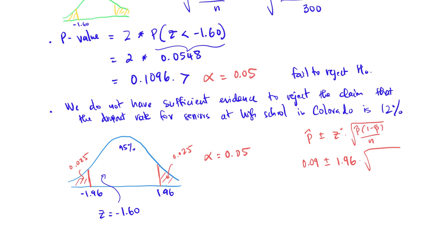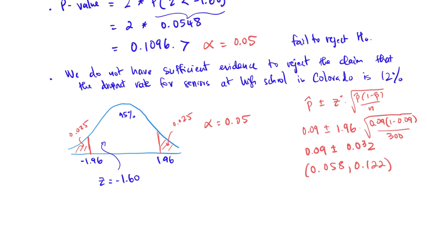We will use 1.96 because we found it already, times the square root of p hat, which is 0.09, times 1 minus 0.09, divided by n, but n is 300. This is 0.09 plus or minus 0.032. 0.09 minus 0.032 is 0.058, and 0.09 plus 0.032 is 0.122.